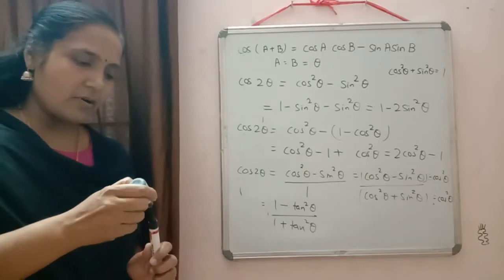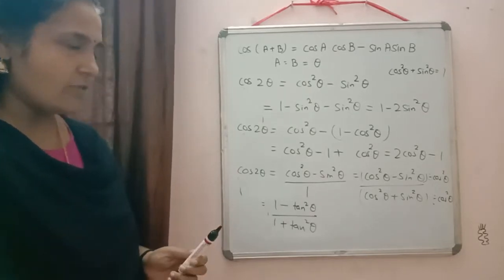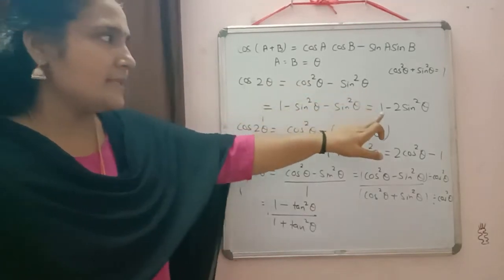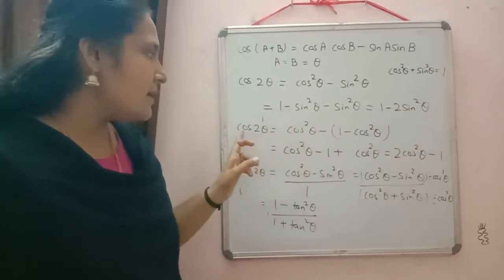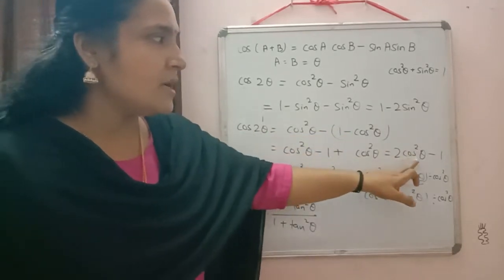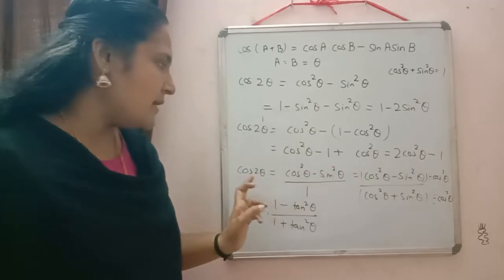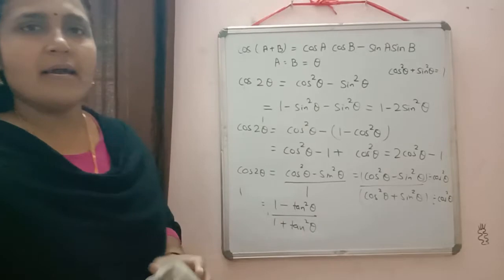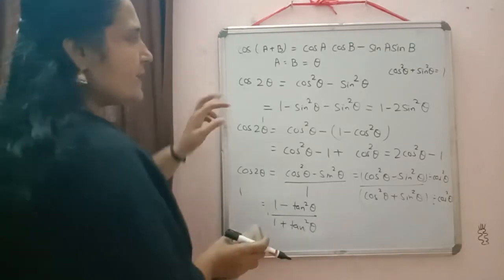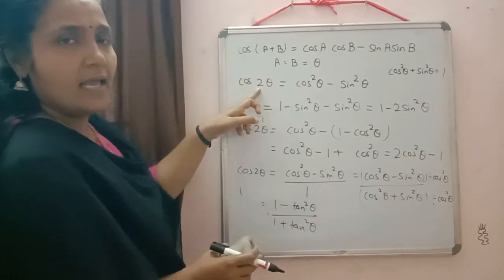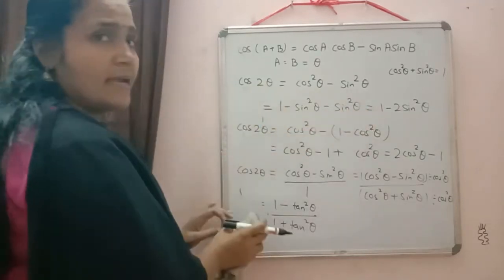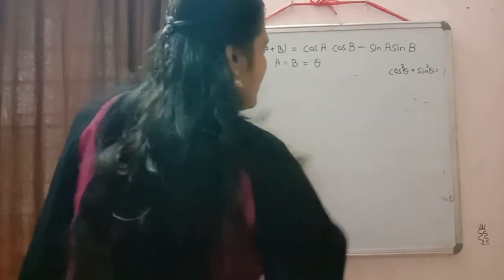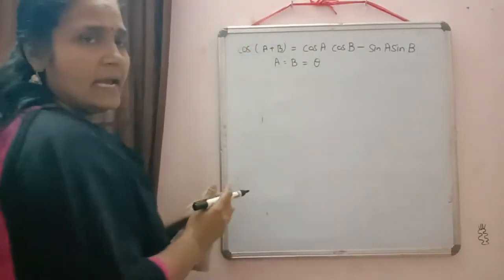So just to check, for cos 2 theta we have 4 formulas. One is cos square theta minus sine square theta. Next is 1 minus 2 sine square theta. Then again next formula is 2 cos square theta minus 1, and 1 minus tan square theta by 1 plus tan square theta. So in all the cases, whatever angle we are writing in the left hand side, we have to write the half of the angle in the right hand side. So from this formula only some more formulas we can derive.